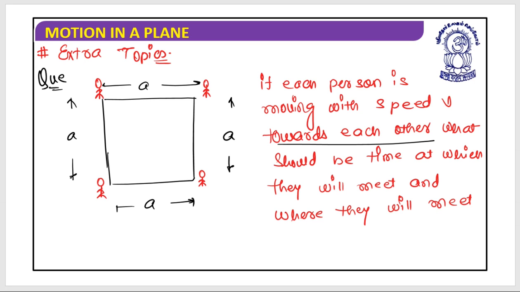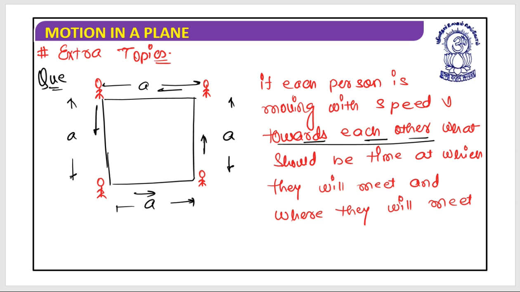Some of you will say, sir, these people can never meet because they are moving with the same speed, and if they do not meet at all, then there is no question to find the time. But you are assuming that they are moving along the boundary of the square. It is not like this, because they have not said that you need to move on the boundary of the square. What they say is that you should move towards each other.